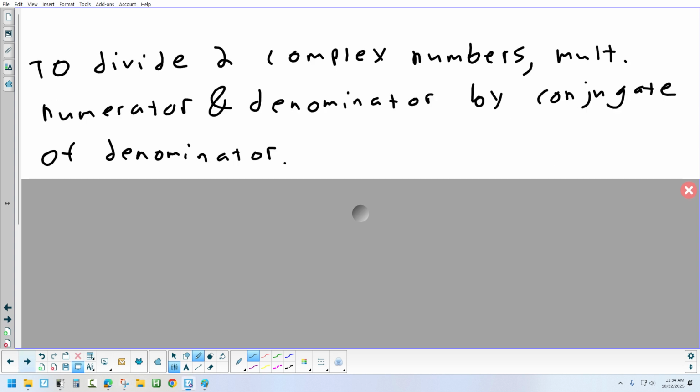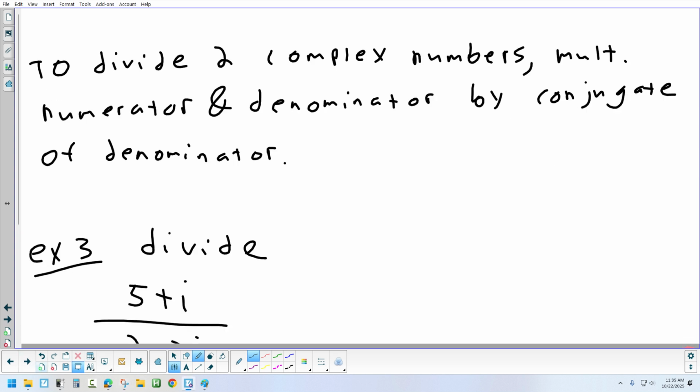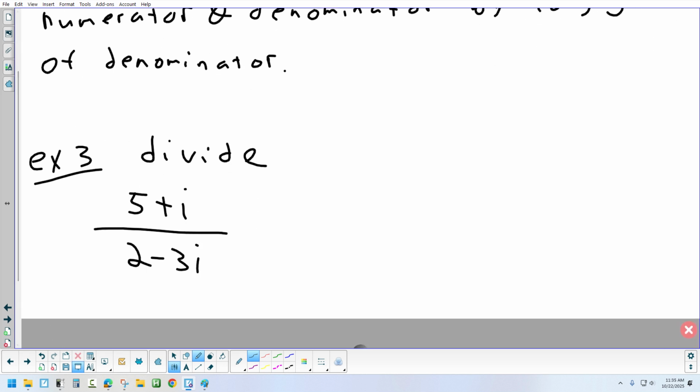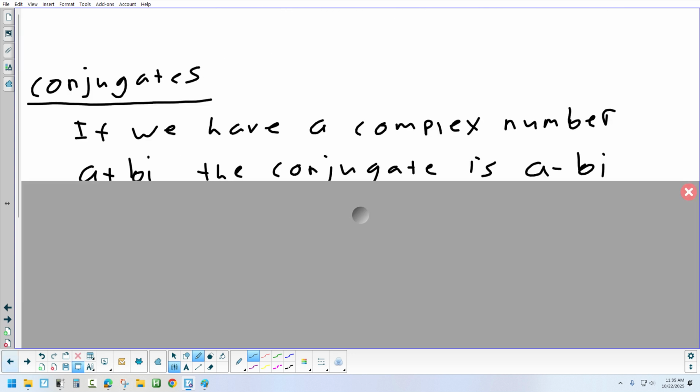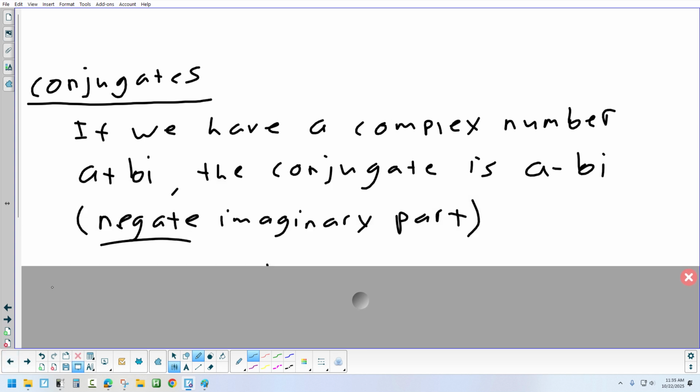The only problem with division is you're not allowed to leave an i in the bottom. So the way that you can get rid of the i in the bottom is to use what's called a conjugate. A conjugate, very simple idea, is when you have an imaginary number, you change the sign of the imaginary part.